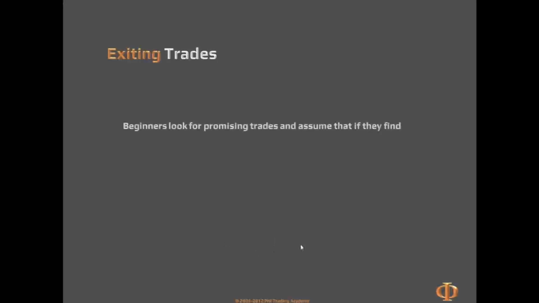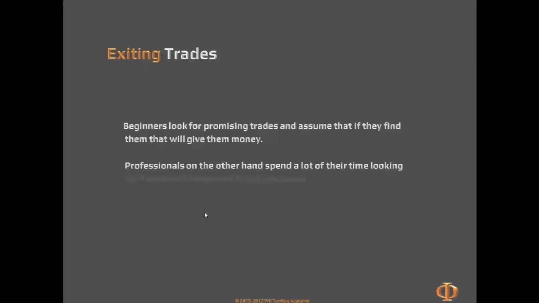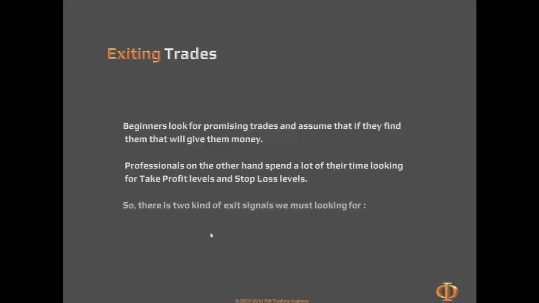Now, beginners look for promising trades, meaning promising entries, and assume that if they find them, that will give them money. Professionals, on the other hand, spend a lot of their time looking for take profit levels and stop loss levels. So our exit signals are the stop loss and the take profit.